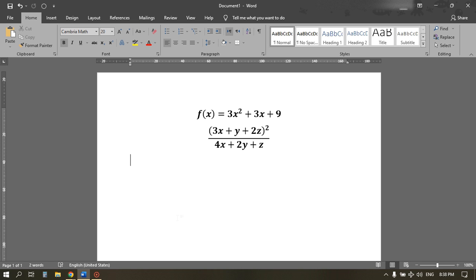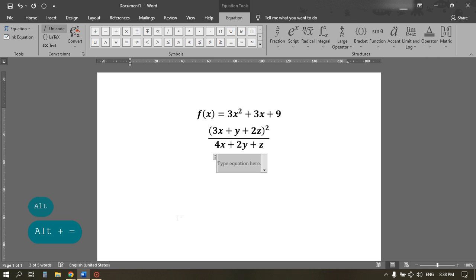Hello guys, now I'm going to show you how to write down your equation or mathematical equation or a function in a proper way like you see it in the references and all the university books. All you have to do is to press Alt and the equal sign on the keyboard, and there is a little box written down here, type equation here.